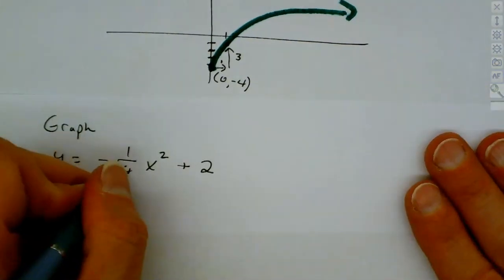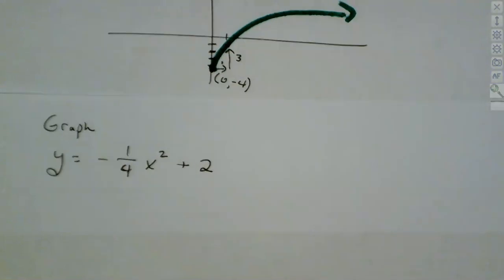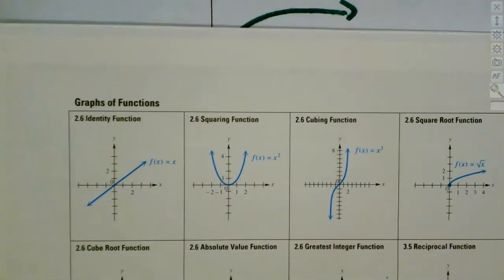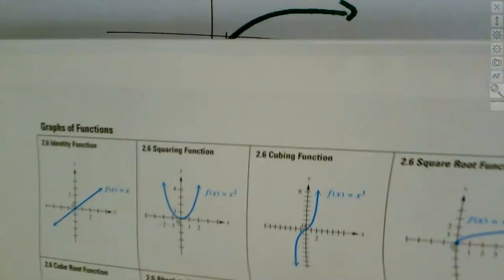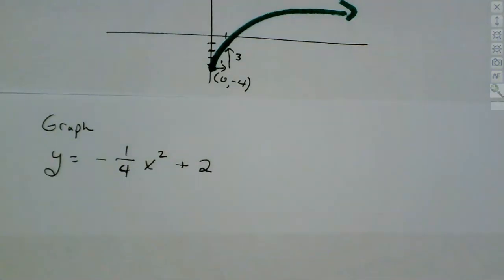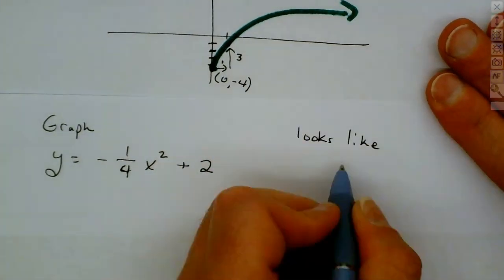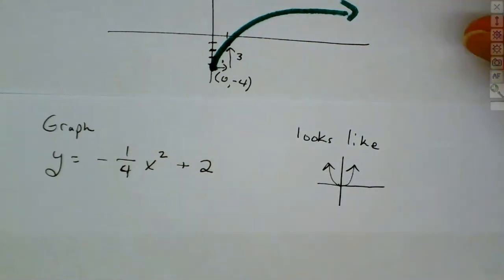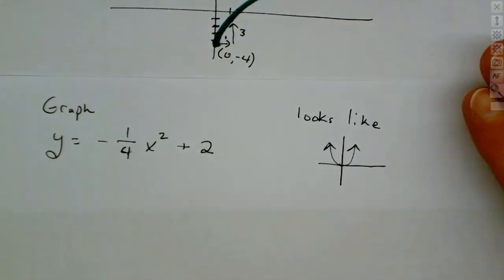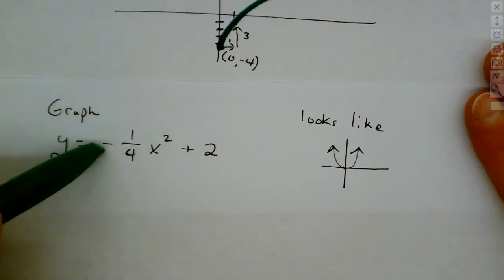So the first thing we need to identify is the fact that this is an x squared. So we'll go to the back cover of our textbook here. What does the x squared function look like? The squaring function looks like a u. So the first thing we do is go back and figure out what it's going to look like. It looks like a u. Ours is going to be upside down. Why is ours going to be upside down? Well, it's because this is negative, so it's going to flip it over.